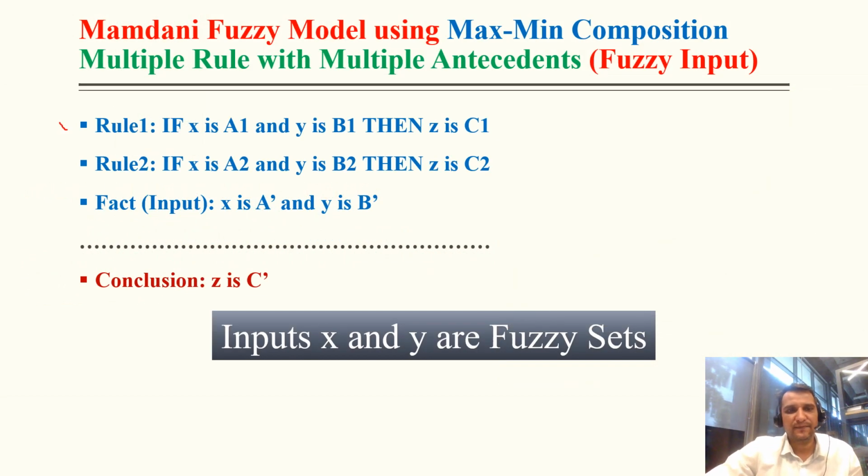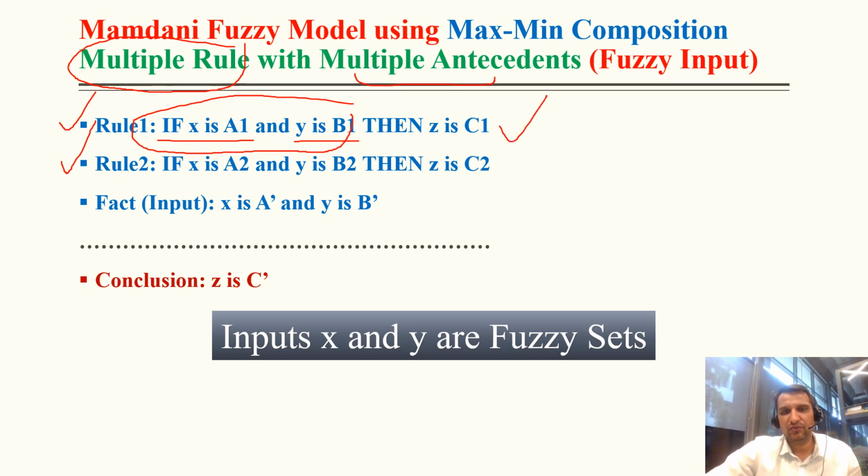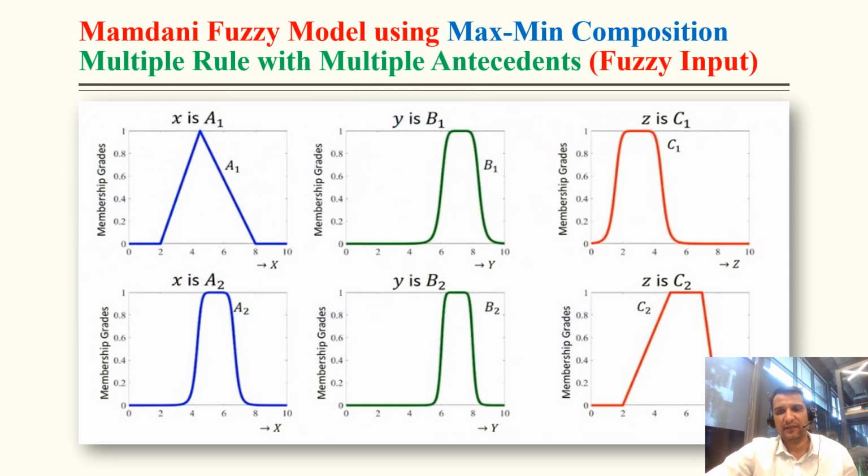So rule 1, rule 2, that's why it is known as multiple rule. Multiple antecedent, like in the previous, if x is a1, y is b1, that's why antecedents are multiple. Then z is c1, and in rule 2, z is c2. So in this way, now we want to calculate if x is a dash and y is b dash, then what will be z, that is c dash. So how will it be implicated?